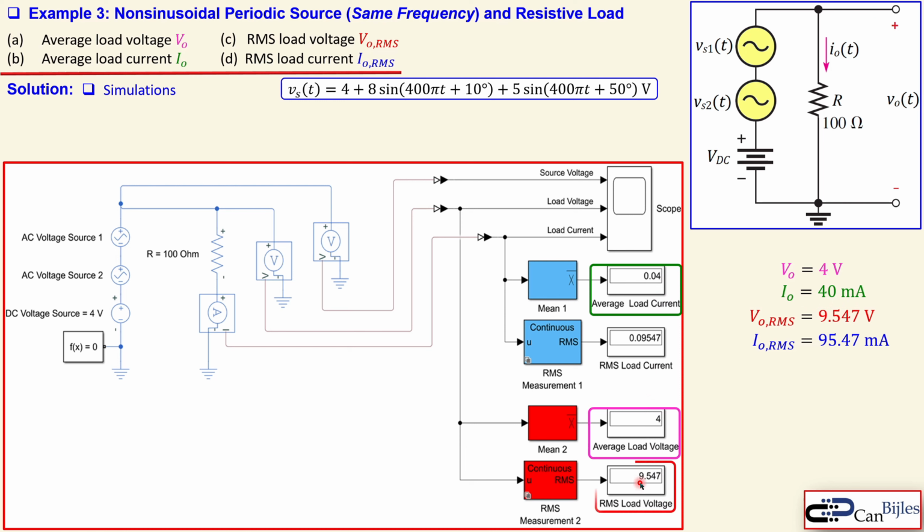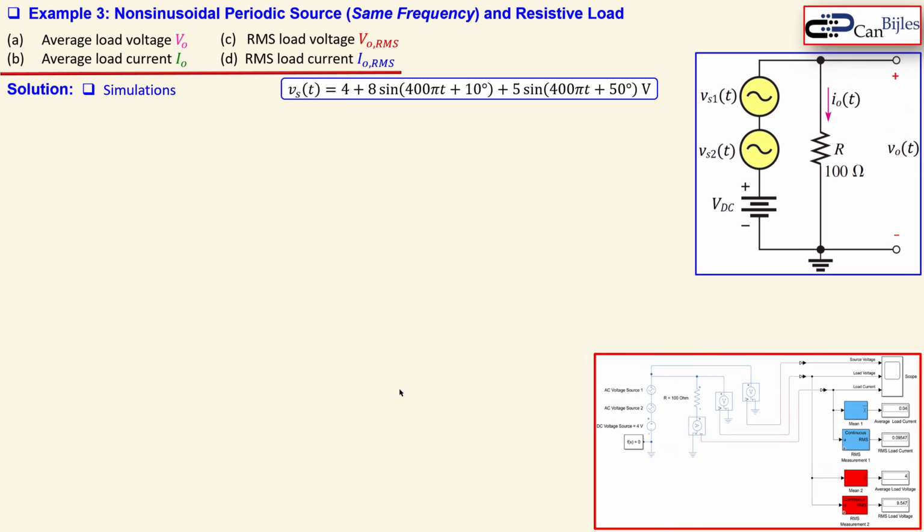This one is 9.547 volts. That is for this one. And the other one is here, 0.09547, which is then also what we have calculated. So we can say this all checked. And let's also see the waveforms.